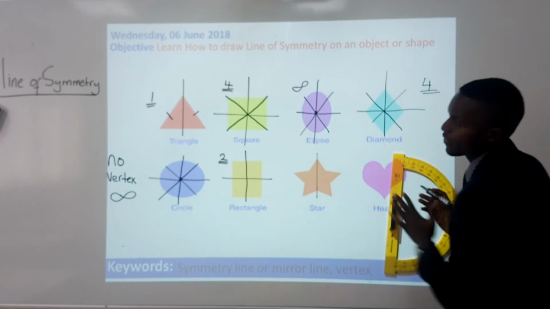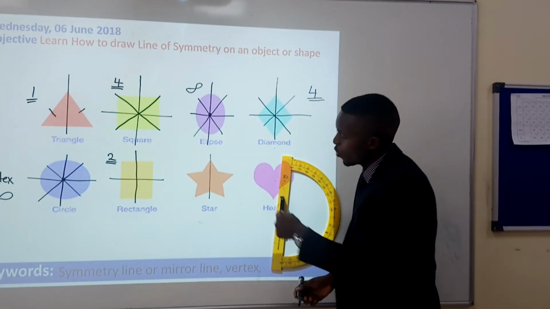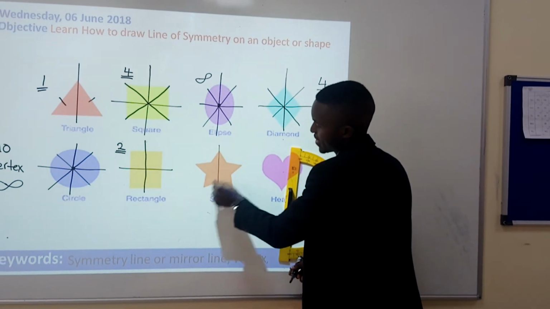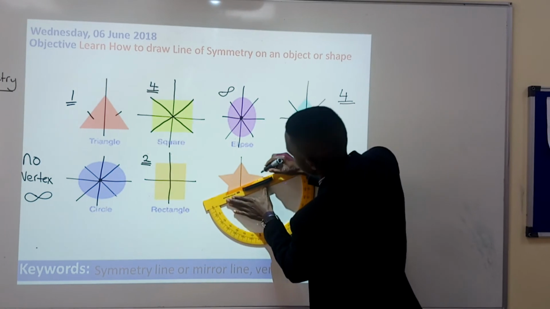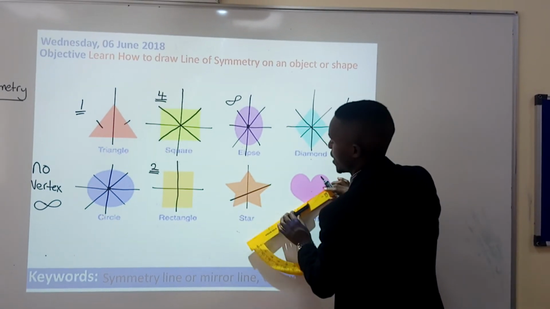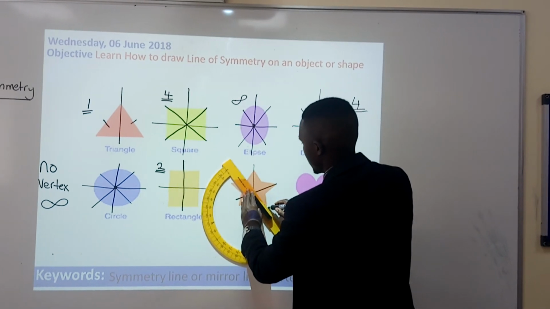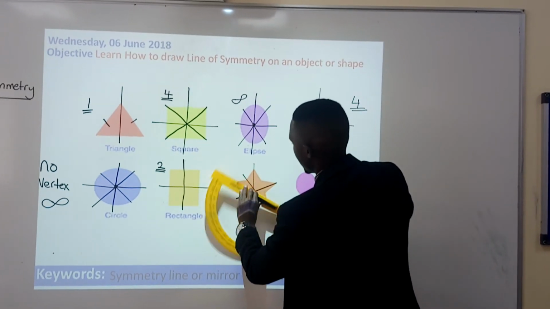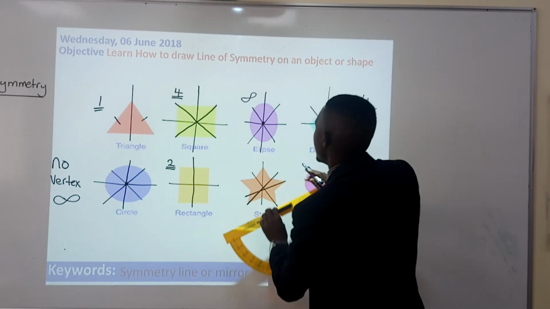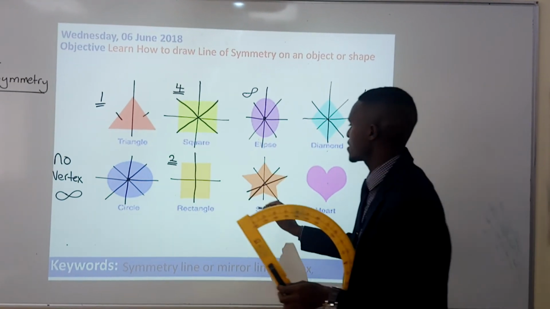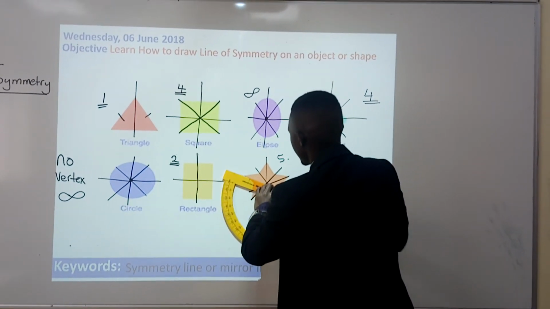This half and this half, they are equal to each other. So this is a line of symmetry. So we can take it from any vertex and try to see if we have a line of symmetry. So from this vertex to the other side, we've got a line of symmetry. And from the other vertex down here to the top, we have a line of symmetry. So a star will give us 5 lines of symmetry. And this one also will give us a line of symmetry.